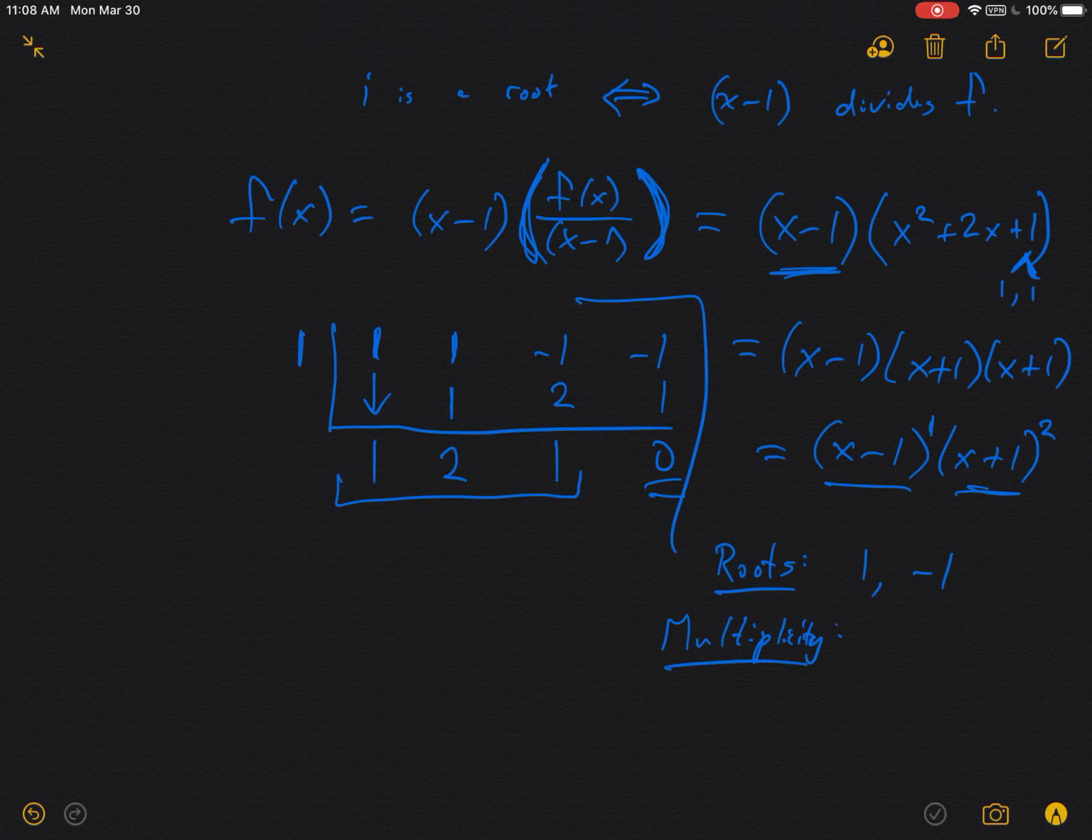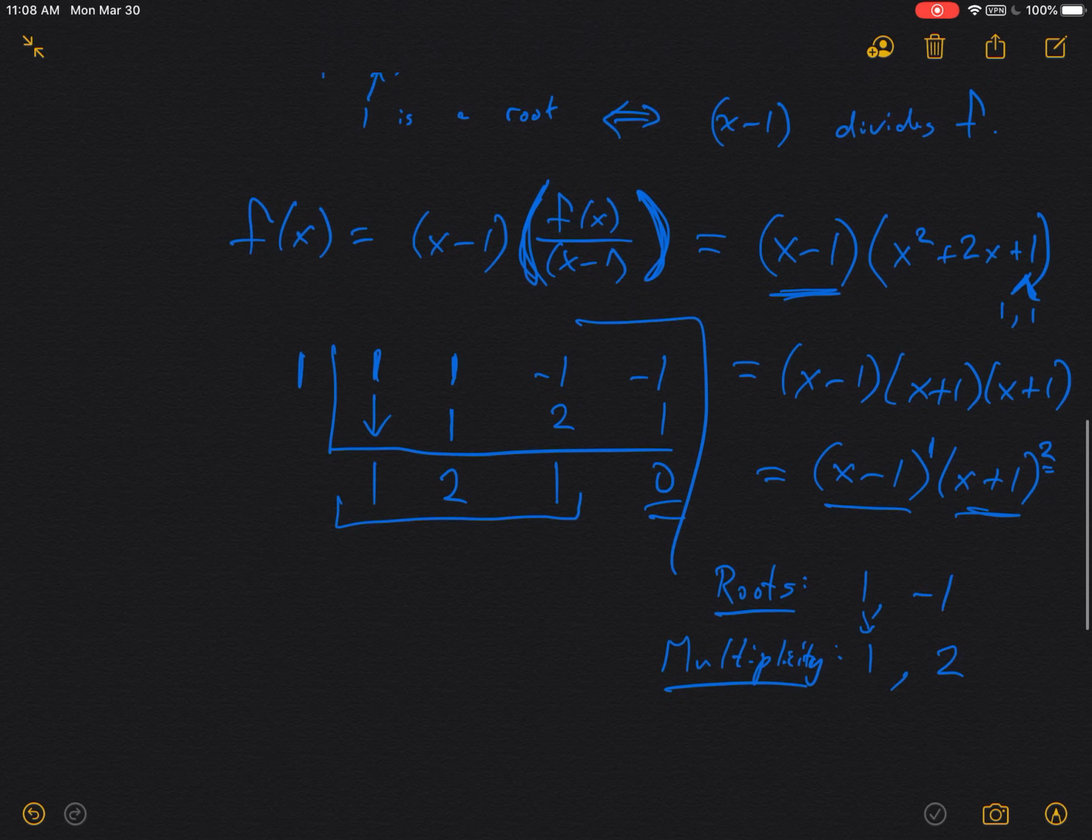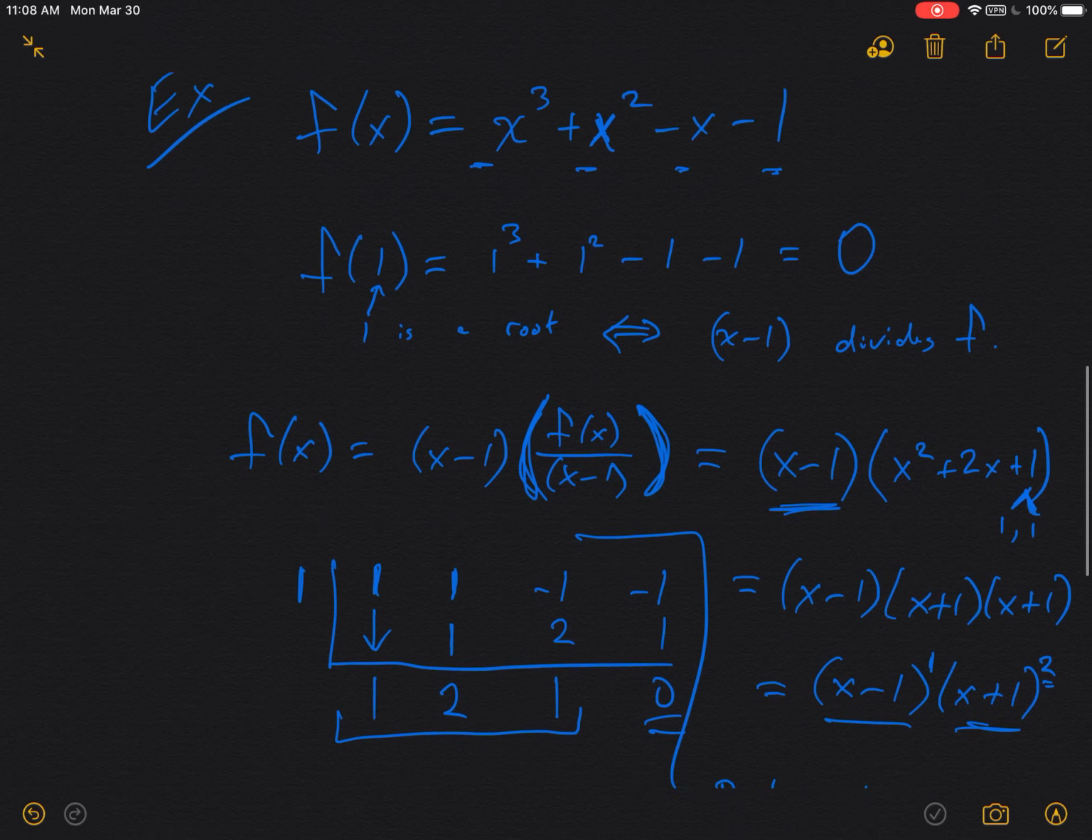So we call that a multiplicity. The multiplicity of this first root is 1 because that factor appears just once in the factored form. So the multiplicity of 1 is 1. But the multiplicity of -1 is 2 because that factor appears twice in our factored form. And it turns out that this multiplicity will affect the graph.